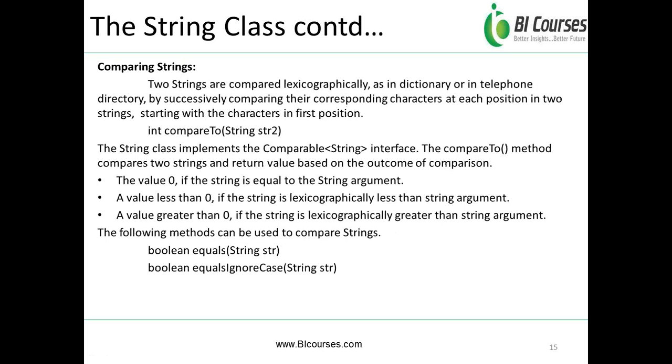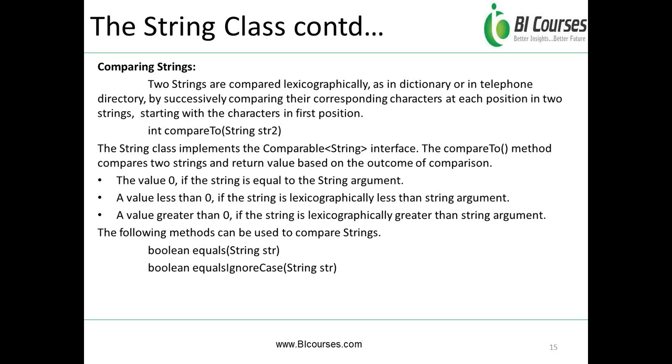So let me give an example of how to create objects. Before we move into the program, we will discuss the different methods available in strings. How to compare two strings? We have methods available in Java to compare two strings. Two strings are compared lexicographically, as in a dictionary or telephone directory, by successively comparing each character at each position of the two strings, starting from the first position.